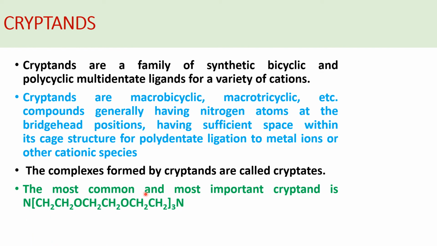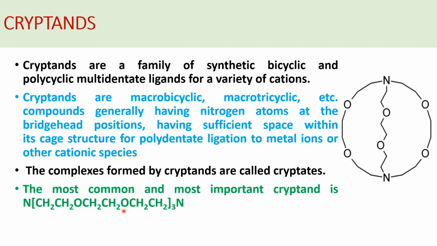The most common and most important cryptand is N(CH2CH2O CH2CH2O CH2CH2)3N, that you can see in this picture. So cryptands are macrobicyclic or tricyclic and so on. This compound is a bicyclic one, and the polyethers are attached by two nitrogen atoms at the bridgehead position. There is enough empty space within its cage structure for polydentate ligation to metal ions or other cationic species, forming complexes that are known as cryptates.